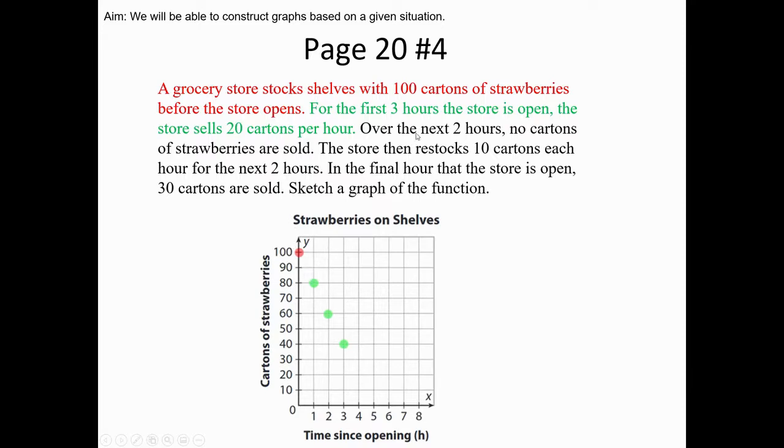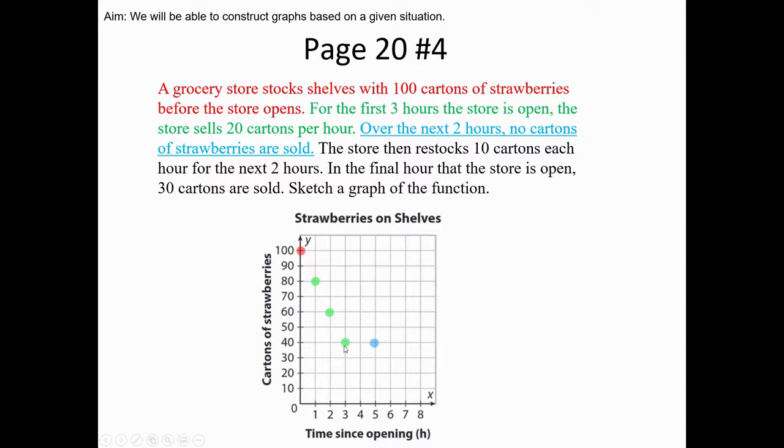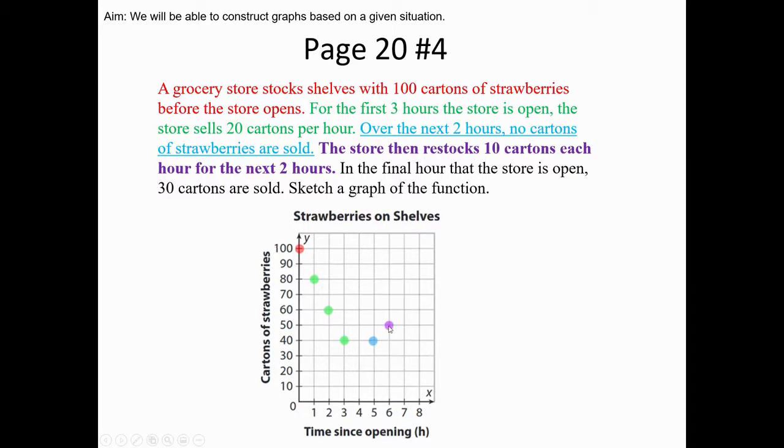Let's keep reading. Over the next 2 hours, no cartons of strawberries are sold. Man, no one wants any strawberries. So if I start at the latest green dot, I know that there will be no change for 2 hours. See where I put that blue dot? It's a flat line, no changing. Then it says the store then restocks 10 cartons each hour for the next 2 hours. So for the next 2 hours, it's going to go up by 10. So from 40, notice it's at the 40 mark, it's going to go up by 10 to 50, and then up by another 10 for next hour to 60.